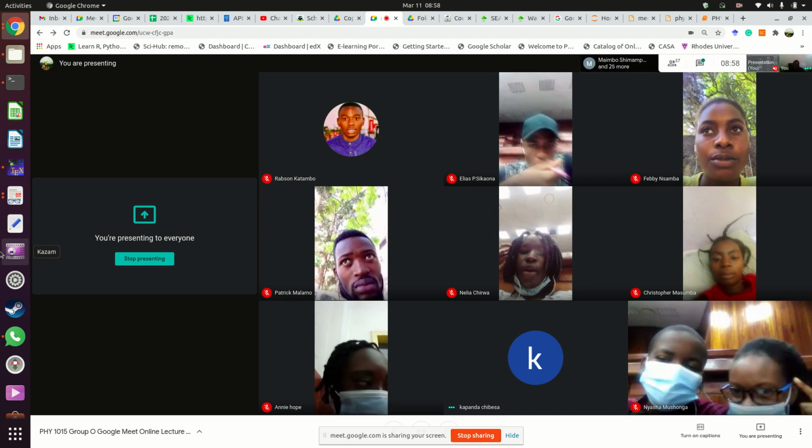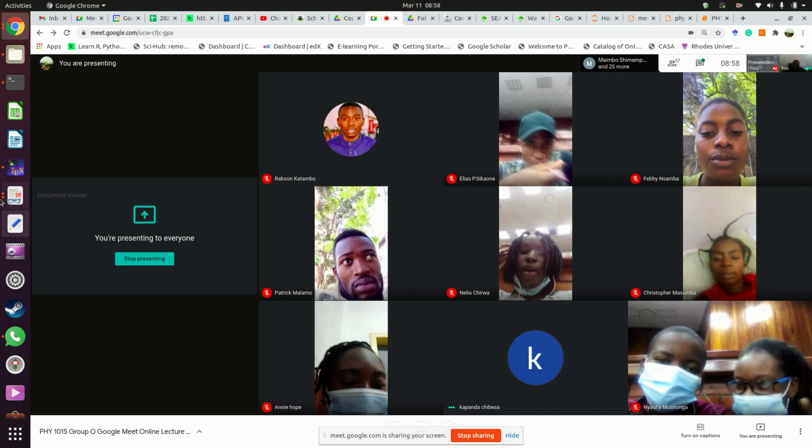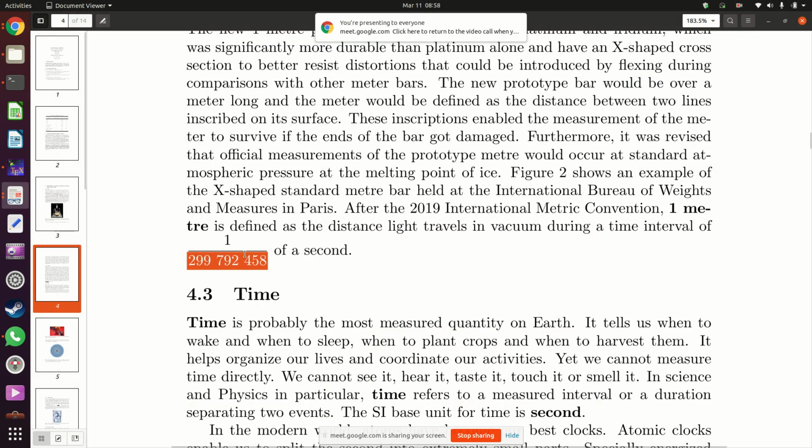Now, for light to cover that 1 meter, the amount of time it needs is 1 over 299,792,458 of a second, because in 1 second it covers 300 million meters. So for it to cover the 1 meter, it needs 1 over 299,792,458 of a second. Are you clear?